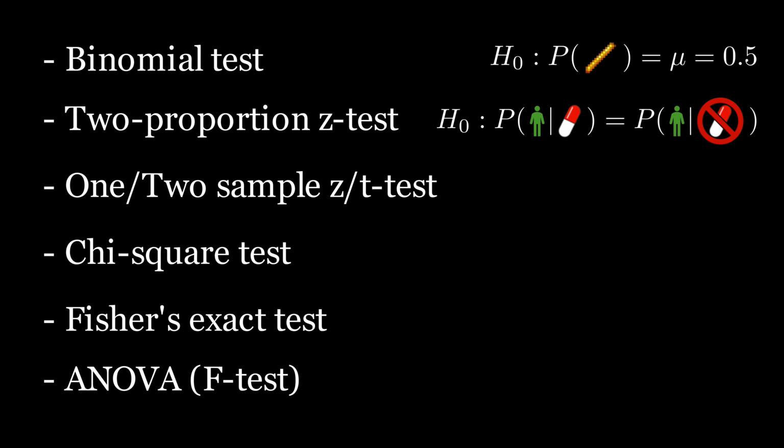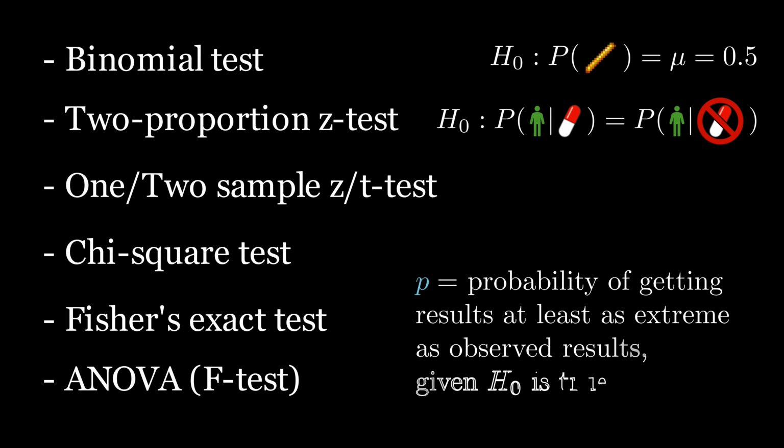But all of them calculate a p-value the same way, as the probability of getting results at least as extreme as the observed results, given the null hypothesis is true. There are so many details about hypothesis testing that I had to leave out of this video, to keep it from becoming a whole semester's worth of statistics. I'll briefly mention a few of them now as footnotes, so you can explore further if you're interested.